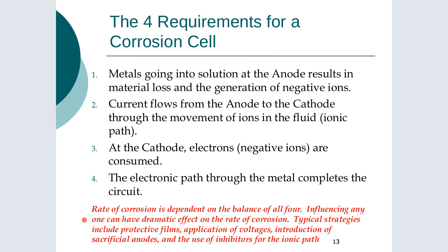Again, as I mentioned, the rate of corrosion is dependent on the balance of all 4 aspects. And if you start to interfere with one of them, you can have a dramatic effect on the rate of corrosion. So as I mentioned, strategies include protective films, application of voltages, introduction of sacrificial anodes.